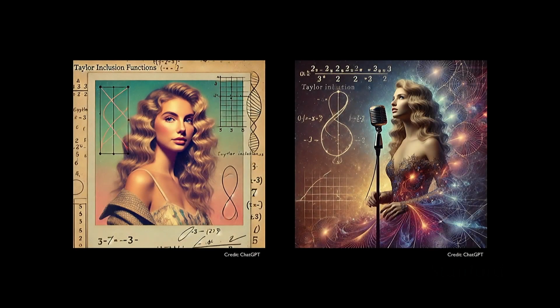I really wanted this mashup of Taylor Swift and Taylor inclusion functions, and ChatGPT wouldn't give it to me. But given the advice we got last week about how to do this, it was able to create an image of a person who looks like Taylor Swift, is not Taylor Swift, just has very similar features, and is now in a mashup with a Taylor inclusion function. So here you go, thanks.